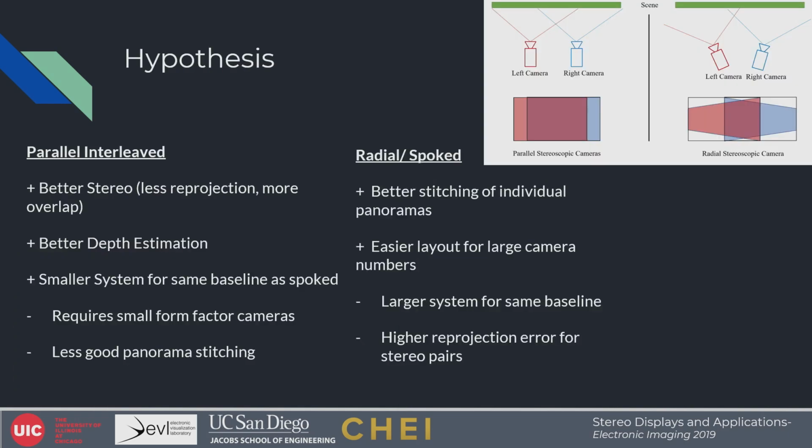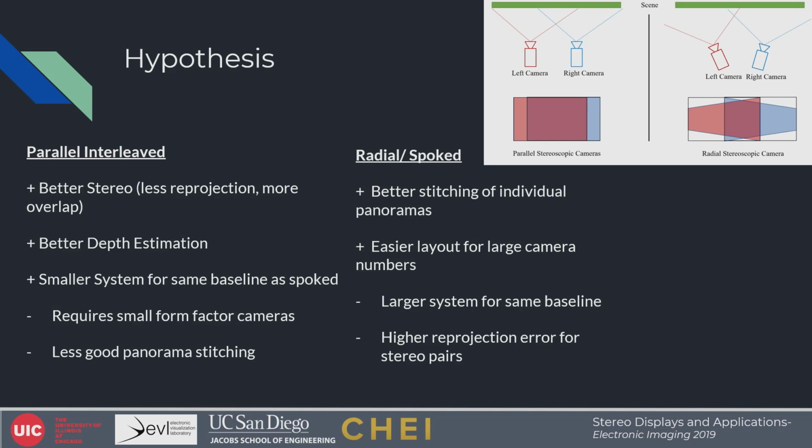So our hypothesis going into this research topic was that the parallel interleave design is going to have much better stereo performance. Because we have the two cameras being parallel, we need to do less reprojection, as you can see, as compared to the radial design up here, and therefore not lose resolution as much and have much bigger overlap. Therefore we get better depth estimations from the two cameras.